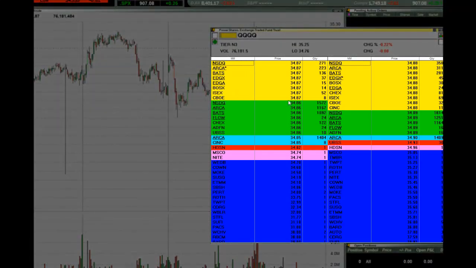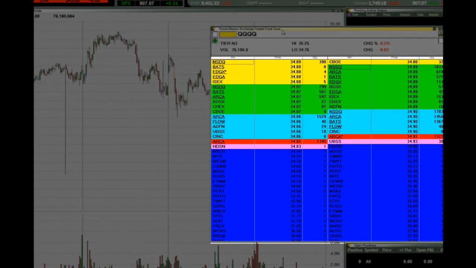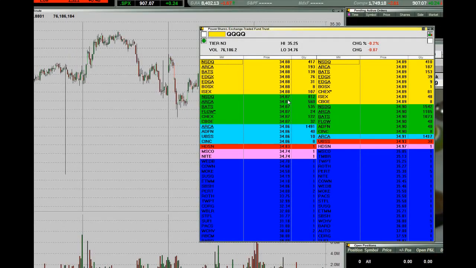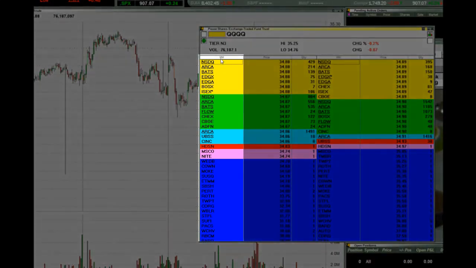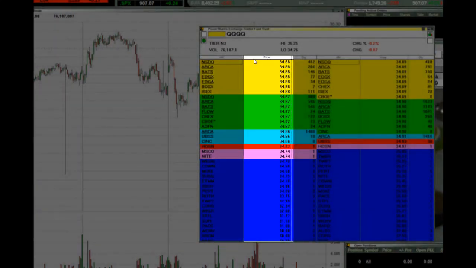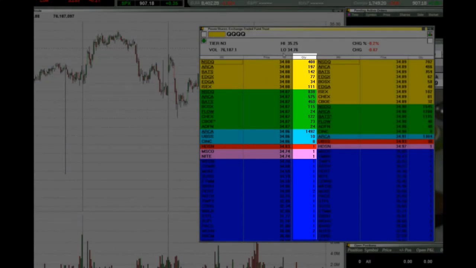Down below, we have what is called the Level 2 screen. This screen is different than Level 1 because this screen displays inside market data that can only be accessed on a direct access platform. In this column, we have MM, which stands for market maker. Here we see price, and here we see the quantity of shares.